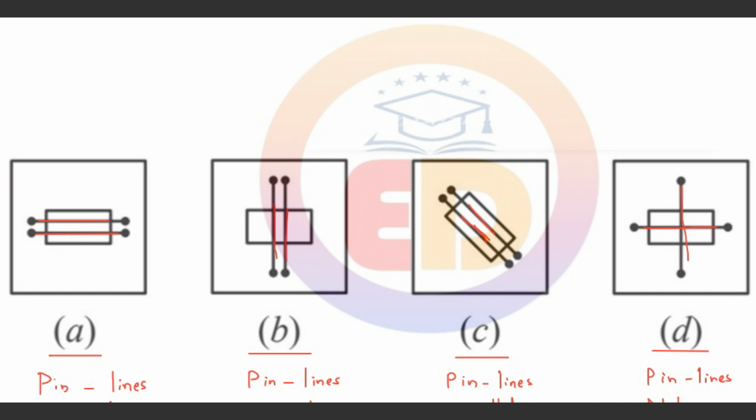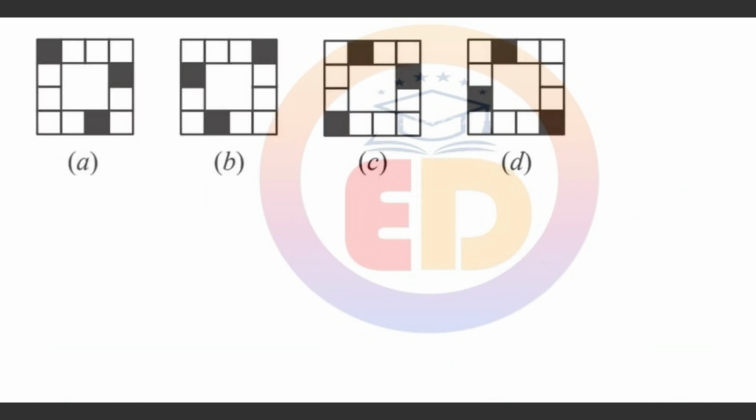So that is our answer here. Option number D. Next question of finding the odd figure out of these four.